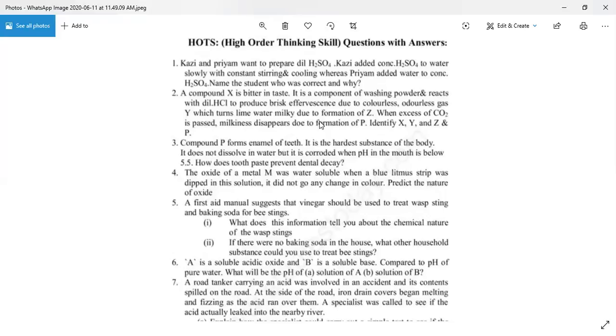Kazi and Priyam want to prepare dilute sulfuric acid. Kazi added concentrated sulfuric acid to water slowly with constant stirring and cooling, whereas Priyam added water to concentrated sulfuric acid. Name the student who was correct and why. Kazi was correct. Kazi, why?